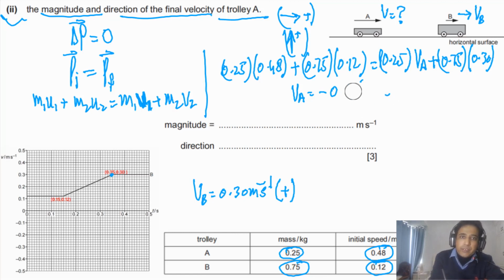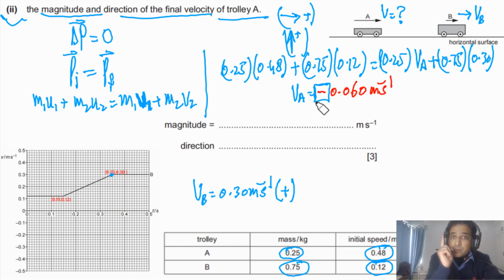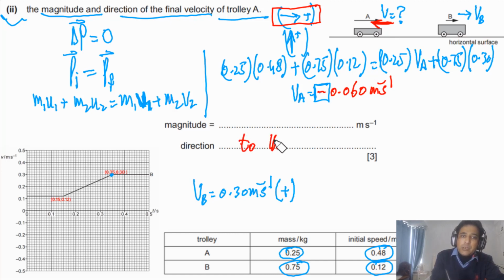Let me rewrite this one, maybe this is not very clear. So it is negative 0.060 meters per second. And here we have this negative sign. So what is the significance of this negative sign? This negative sign is telling us that the direction of trolley A after the collision is opposite to our sign convention. It means trolley A after the collision is moving to the left. So you can also find the direction from here. The direction is to the left. This is how you need to answer.